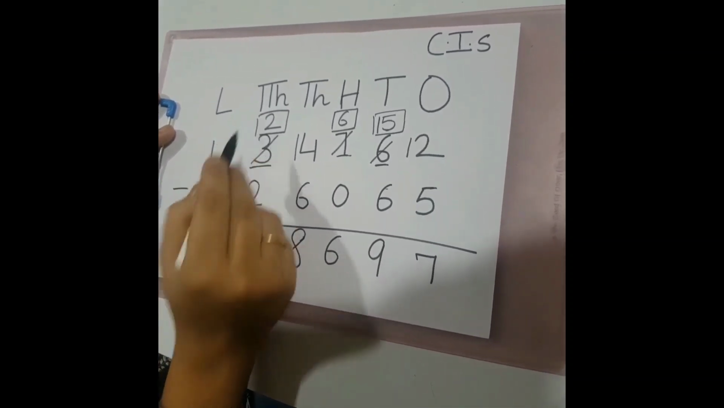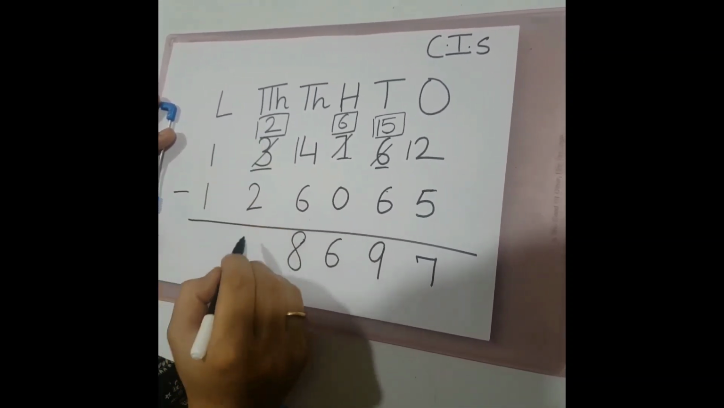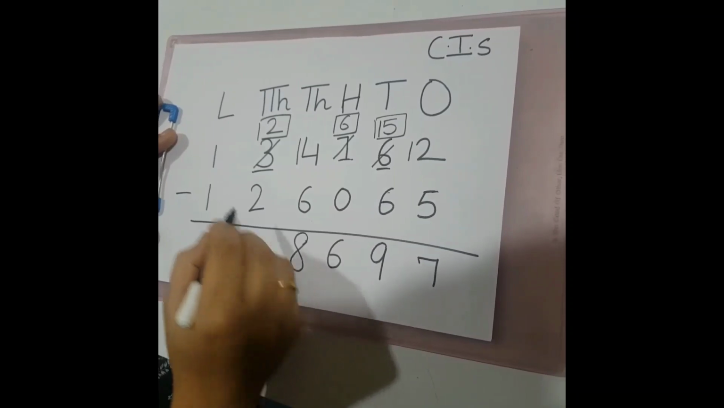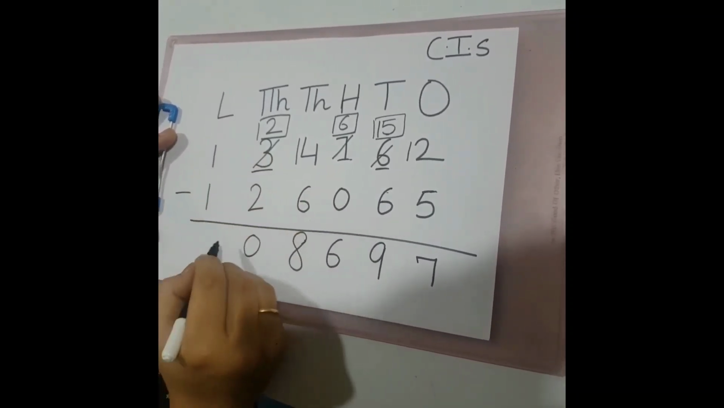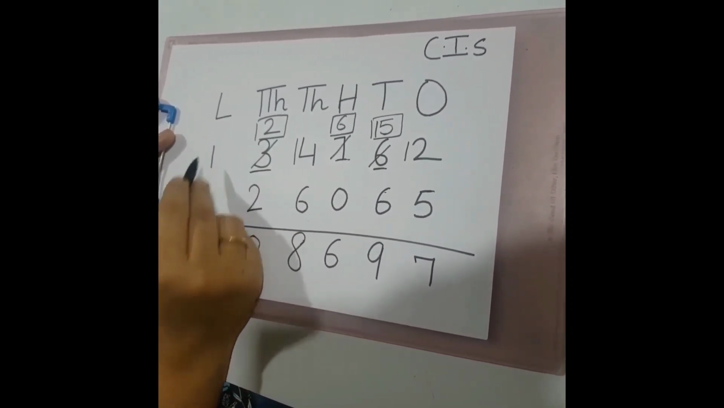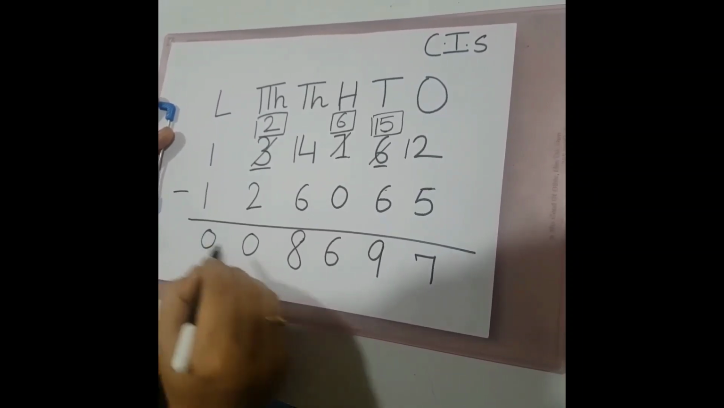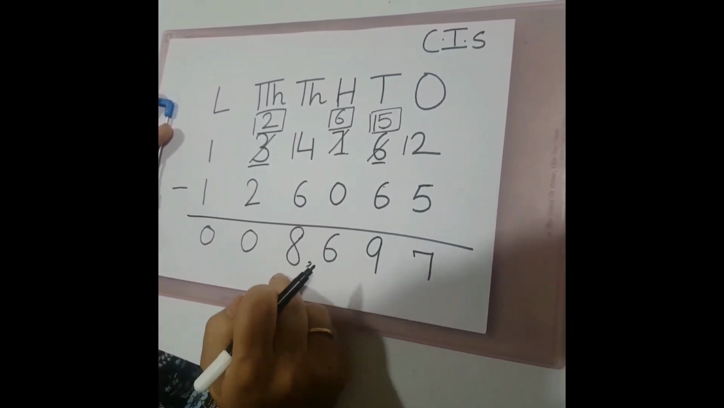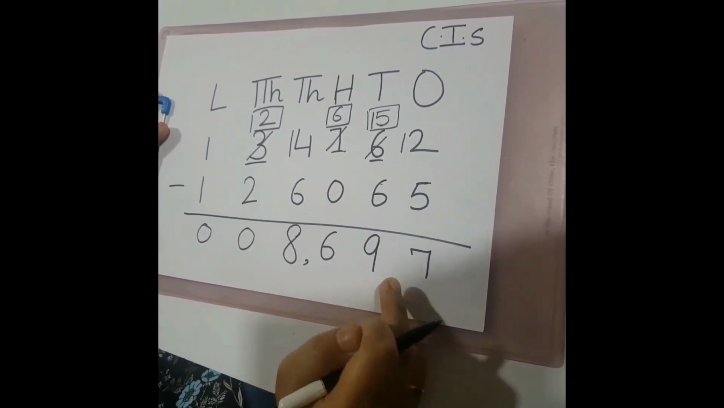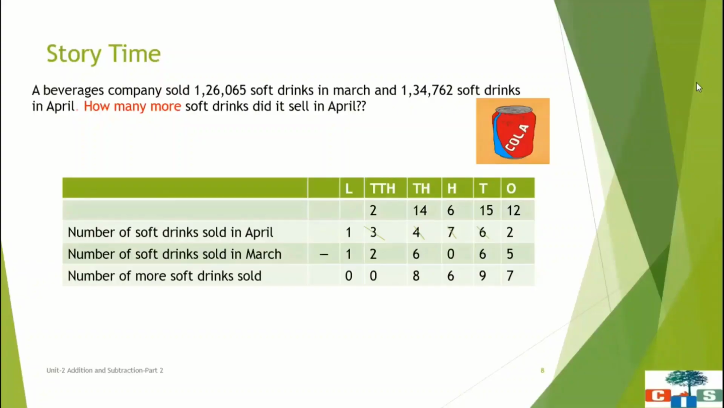Okay. Now 2 minus 2. Okay. So 2 minus 2 is 0. Subtraction from itself. Okay. So 2 minus 2 is 0 and then 1 minus 1 is 0. So what is the answer? 8,697. So the company sold 8,697 more drinks in April than in March.